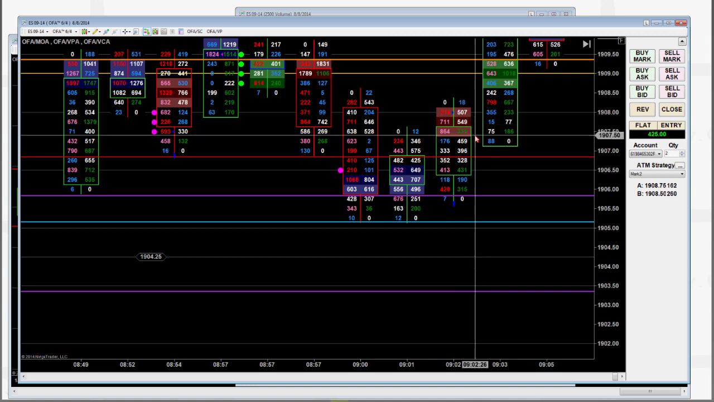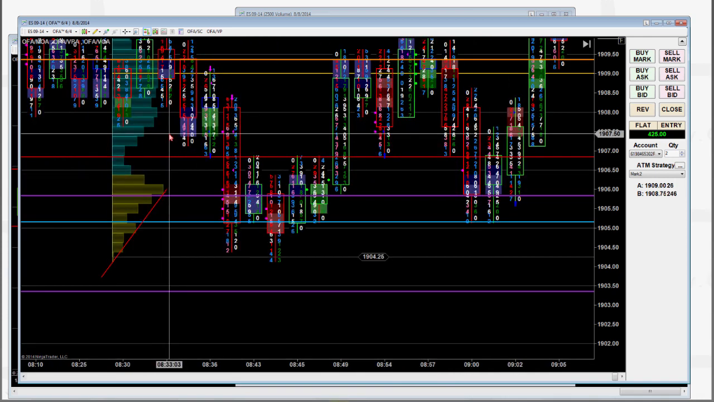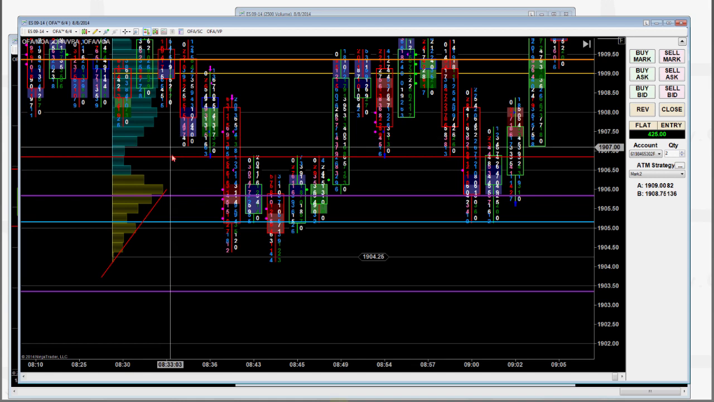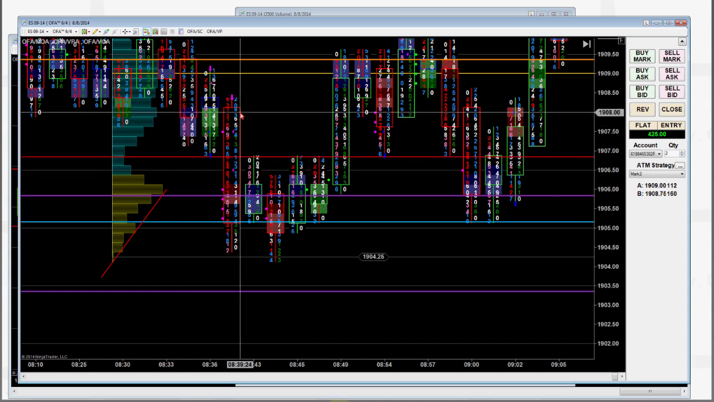I could have put my entry, when looking at the profile, right here at 750. But I wanted to get it more than just a couple of ticks away from that low volume area. So I put it a little bit, actually, I wanted to put it at 775.